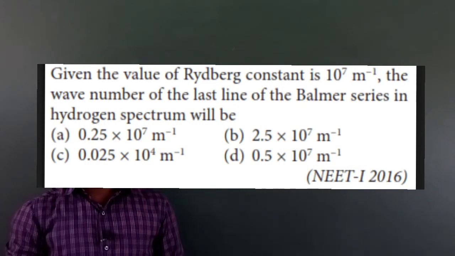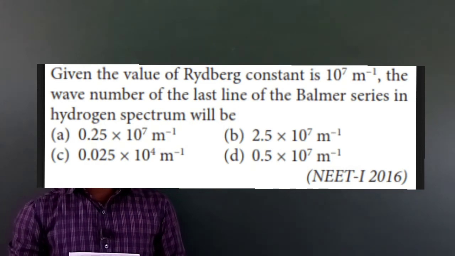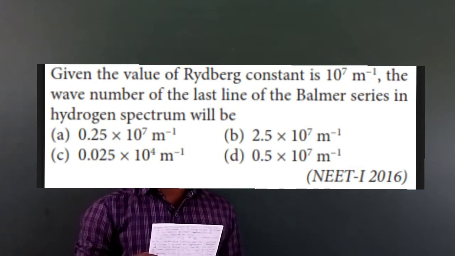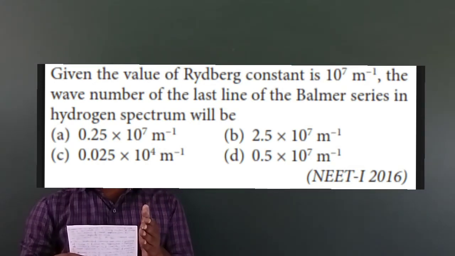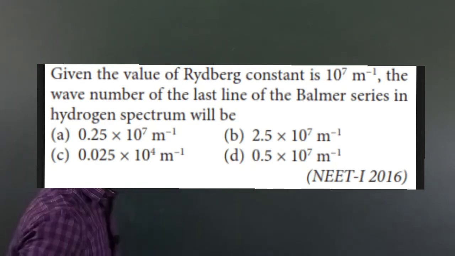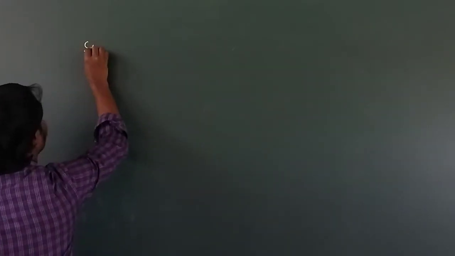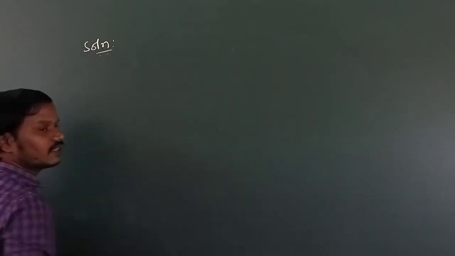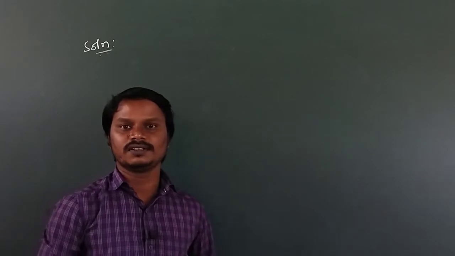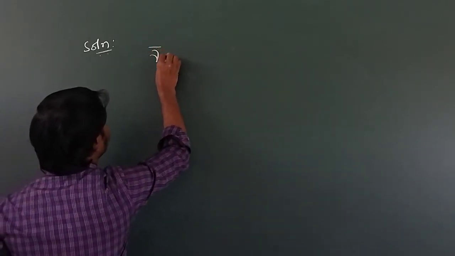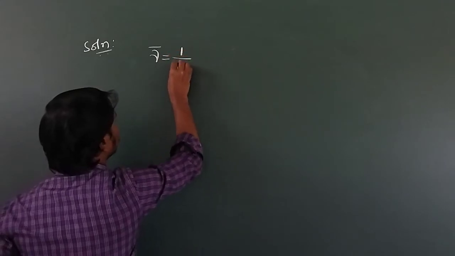Given the value of the Rydberg constant is 10 to the power of 7 per meter, the wave number of the last line of the Balmer series in the hydrogen spectrum will be? What we have to find is the wave number of the last line of the Balmer series in the hydrogen spectrum. Solution: wave number is nothing but the reciprocal of wavelength.